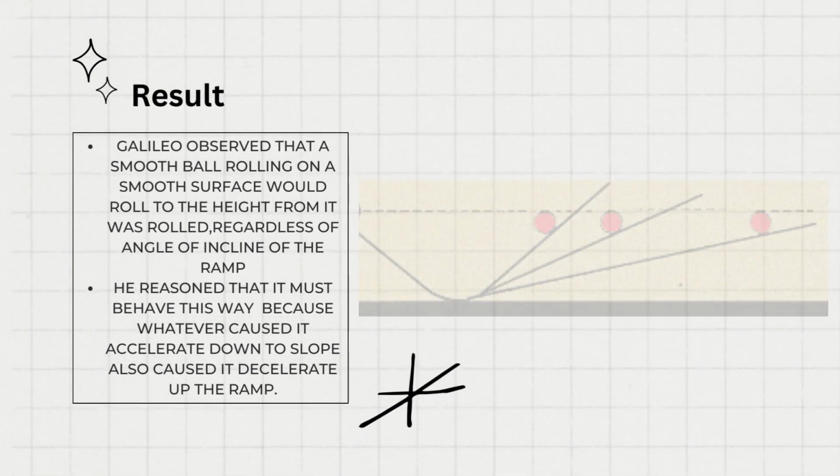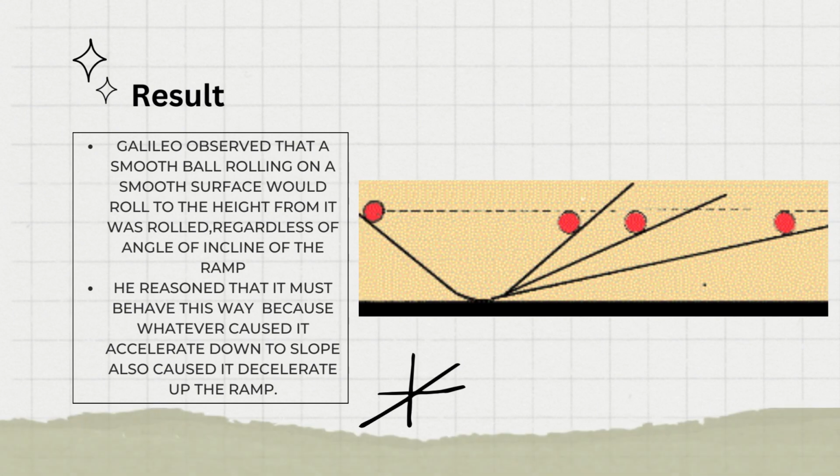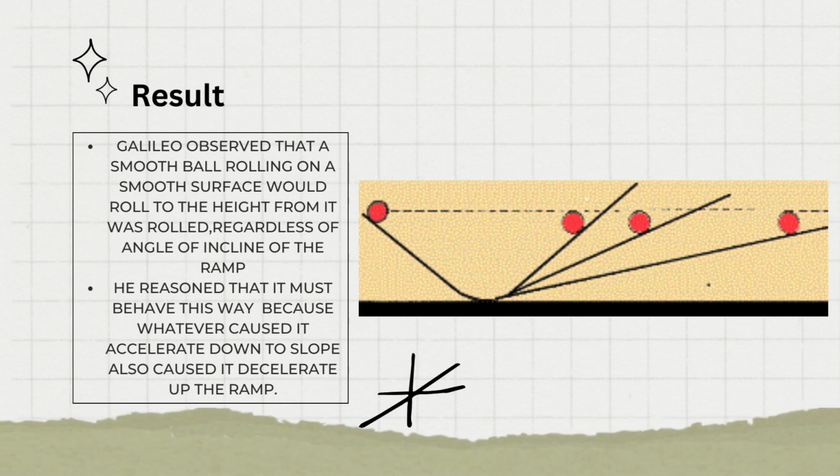As a result, Galileo observed that a smooth ball rolling on a smooth surface would roll to the height from which it was rolled, regardless of the angle of incline of the ramp. He reasoned that it must behave this way because whatever caused it to accelerate down the slope also caused it to decelerate up the ramp.